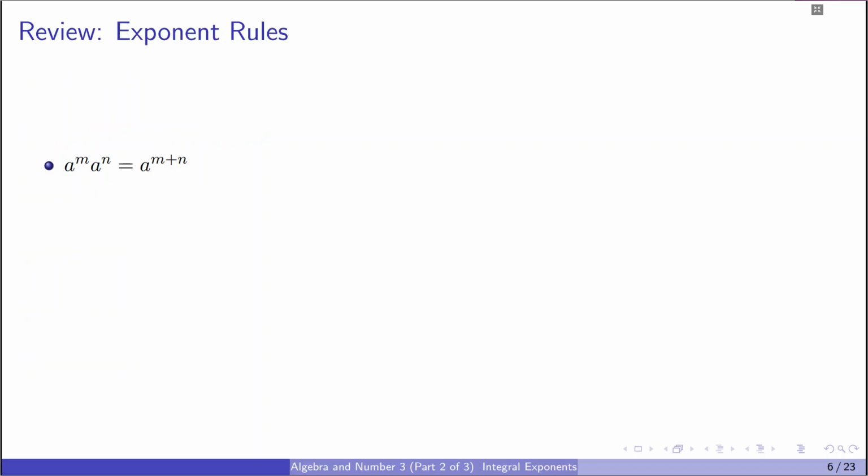Reviewing the exponent rules. Two bases are the same base, different exponents, we add them together. If we're dividing them, we subtract the exponents. If we have a power of a power, we multiply them together. And if we have an exponent applied with multiple bases, it applies to all of them within the bracket and only within the bracket. The ratios are similar.